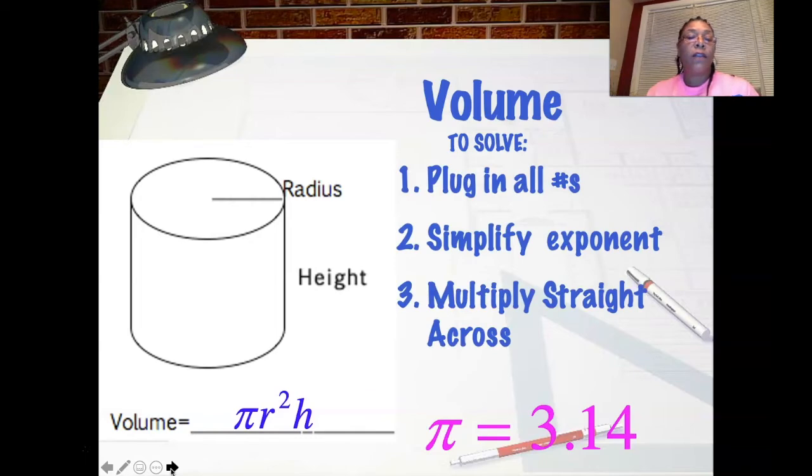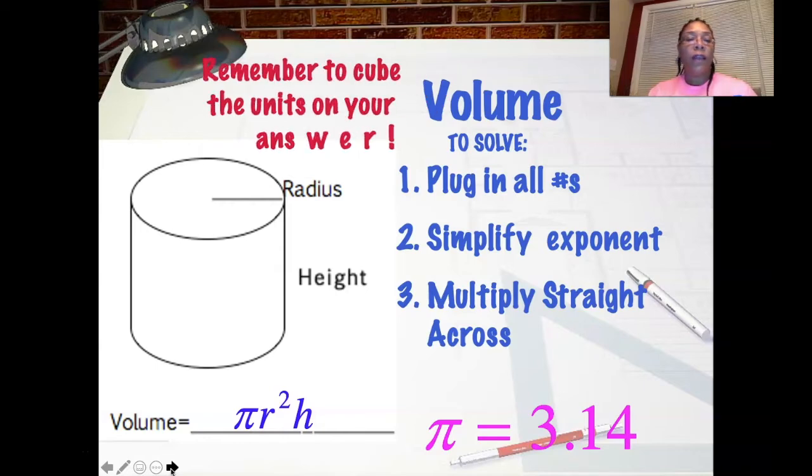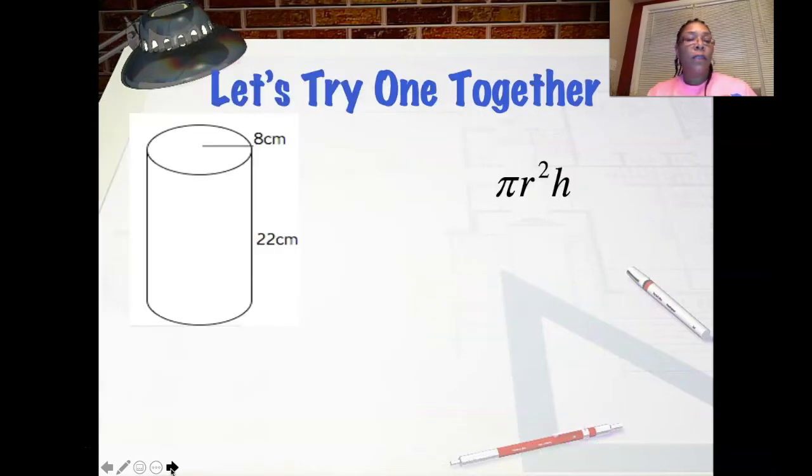We use the estimation of pi. Plug in all your numbers, simplify your exponent, just thinking about order of operations, and then we're talking about multiplying it straight across once we have done that. And as we said before, the units are cubed. So let's try this one together.